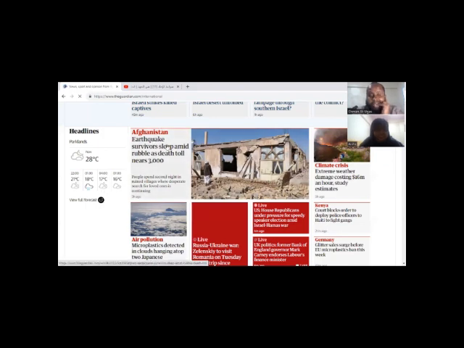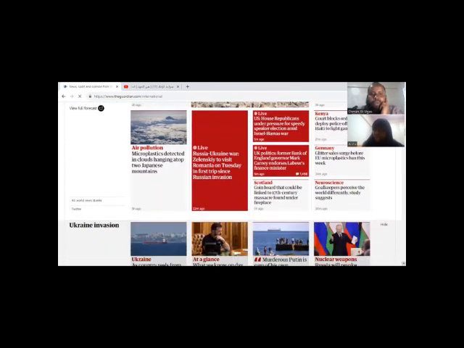Earthquake survivors sleep amid rubble as death toll nears 3,000. Look at the picture. So an earthquake happened in Afghanistan. Very good. Okay. Next one. Look at this one here. What does this show you?